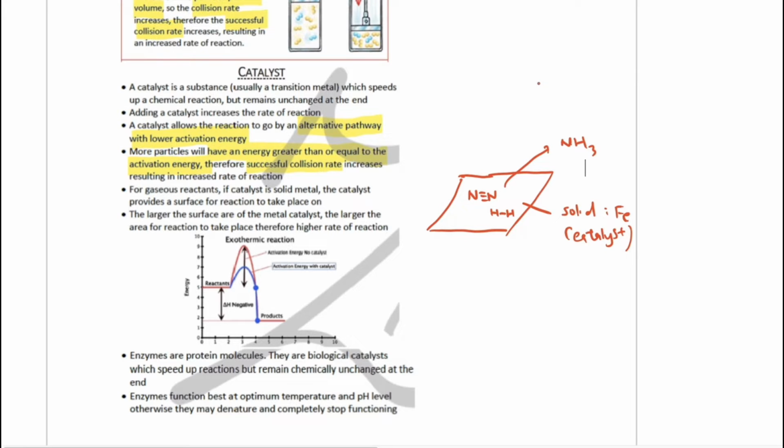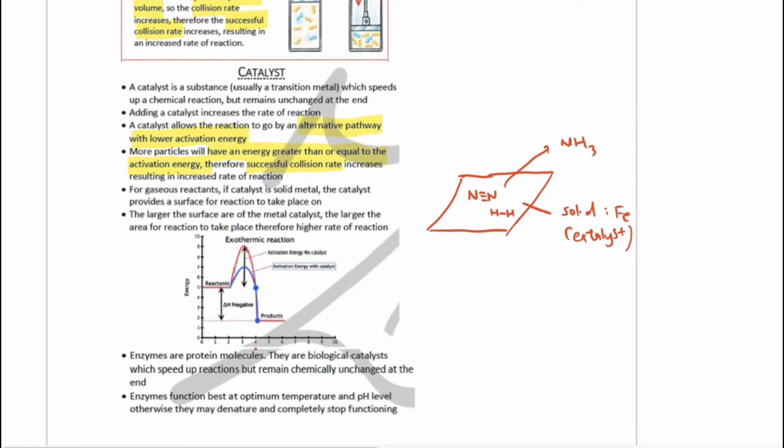So the reactants are gas, but the catalyst is solid. So they have different physical state. So what happens is we call it adsorption. They stick to the surface of the catalyst. The larger the surface area of the metal catalyst, the larger the area for reactions to take place, therefore higher rate of reactions. Okay, so this is for the same situation just now.